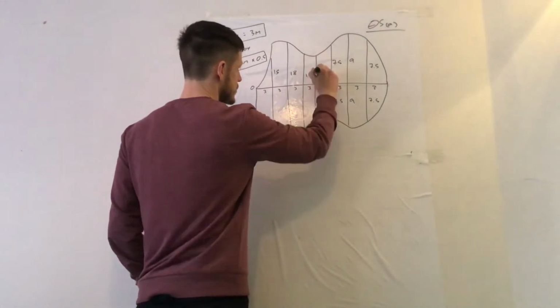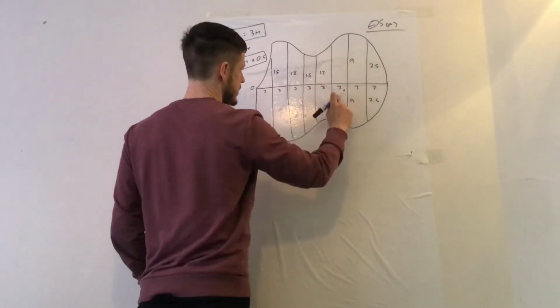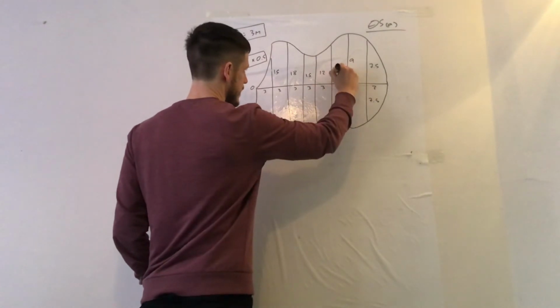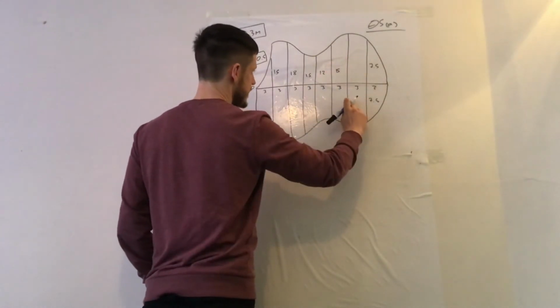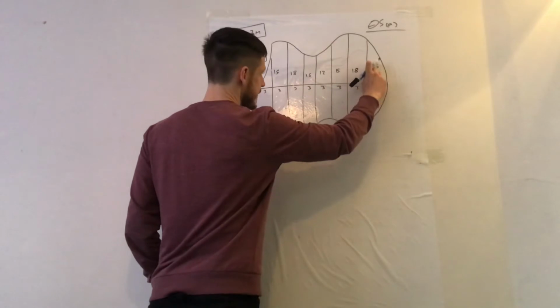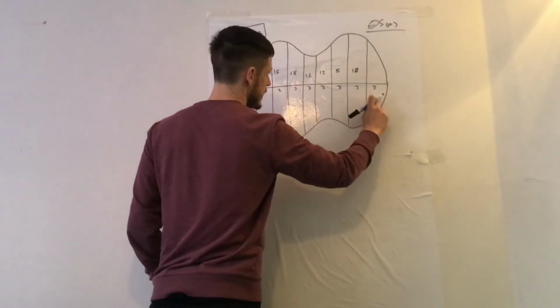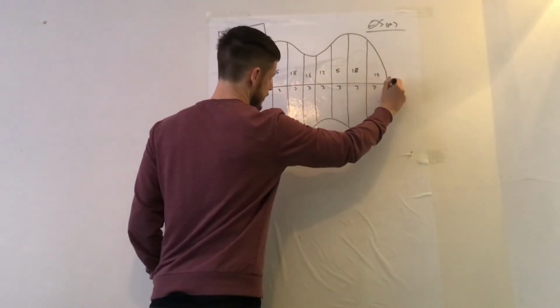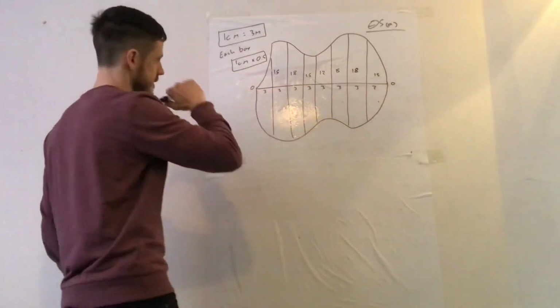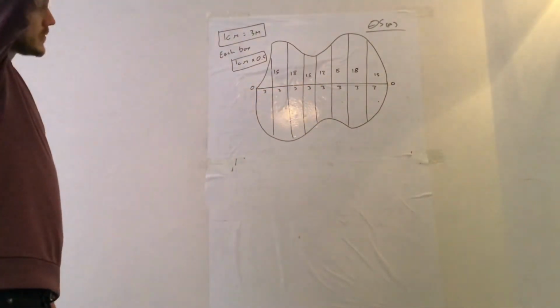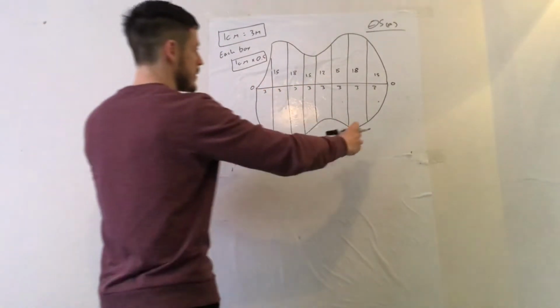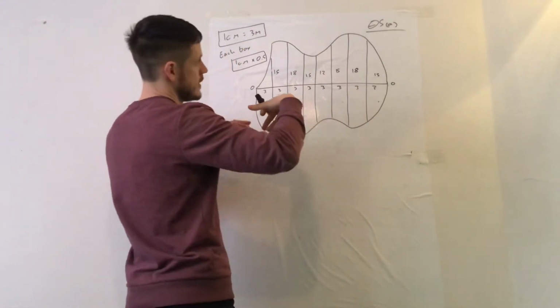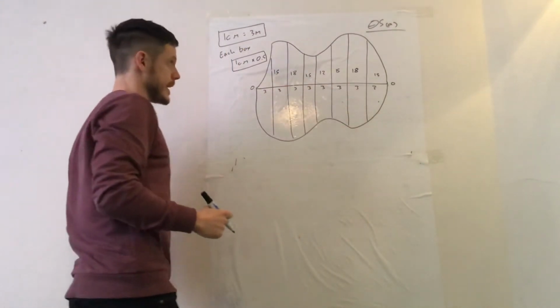6 and 6 gives us 12. This gives us 15 again. This gives us 18. And finally, we get 15 at the end here. Now, don't forget, it starts off at 0 and ends at 0 there. It doesn't matter if we do it this way and put it all into the formula, or we did half of it and then doubled it at the end.